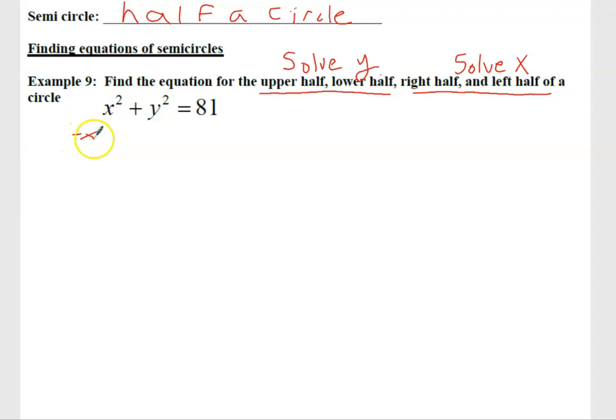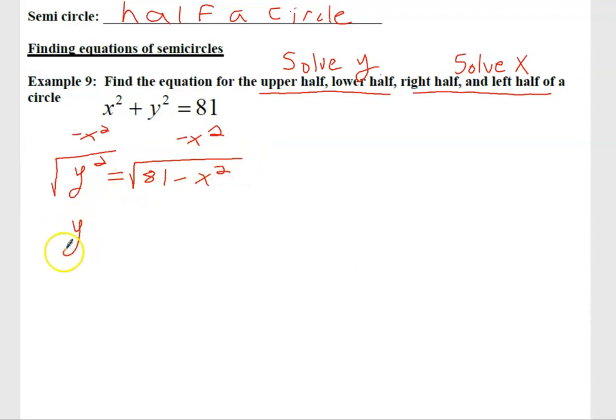So to find the upper and lower half, I'm going to take this equation and solve it for y. I start off by subtracting x squared from both sides. That gives me y squared equals 81 minus x squared. And then the last thing I'm going to do is take the square root of both sides and get that y equals plus or minus the square root of 81 minus x squared.